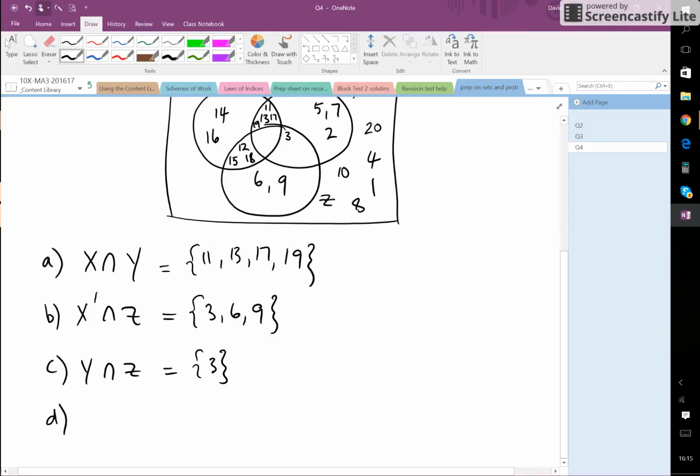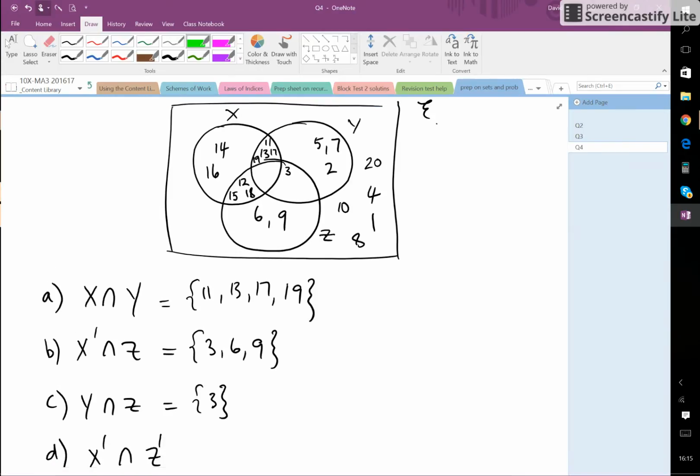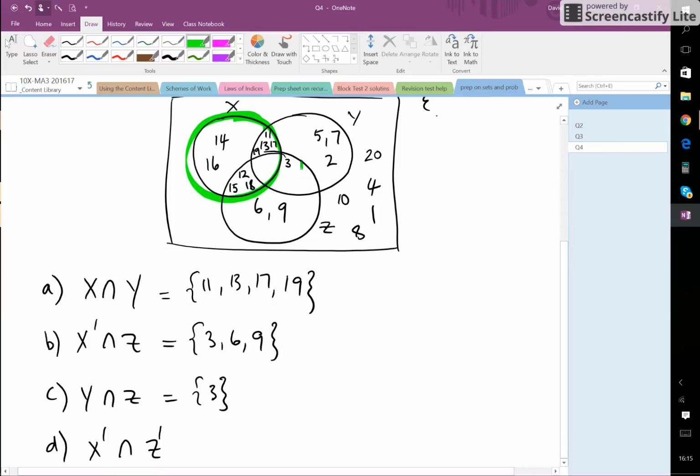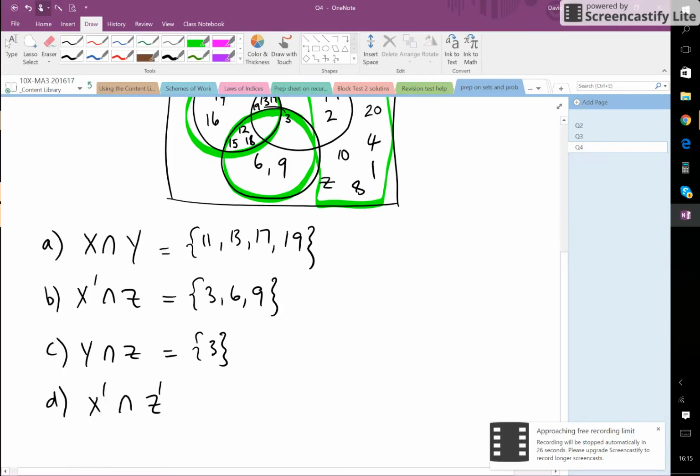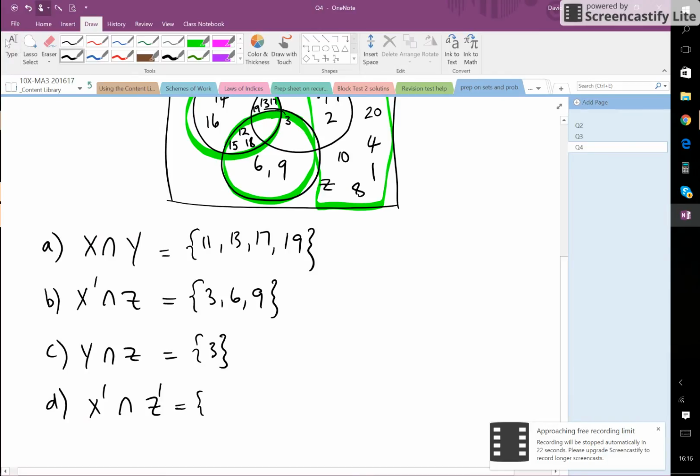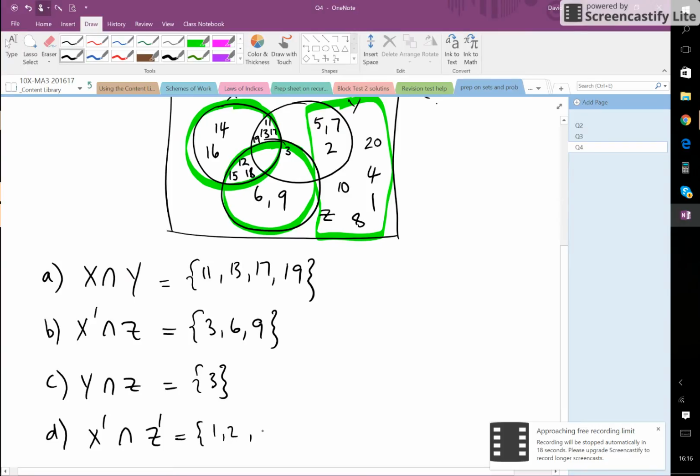And part D is not X intersection with not Z. Right, so not X is everything outside of this ring, and not Z is everything outside of this ring. So where is everything outside of that ring? So we can't have anything inside those 2 rings there. It's everything outside of those 2 intersecting. So that's going to be basically all of these here. So that's going to be 1, 2, 5, 7, 8. Oops, 4 in there as well. 8, 10, 20.